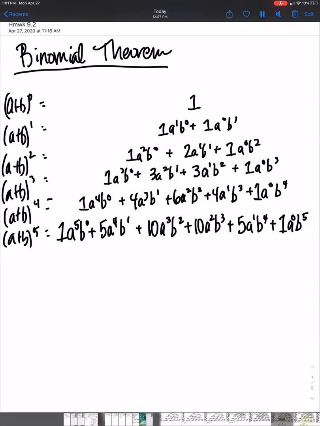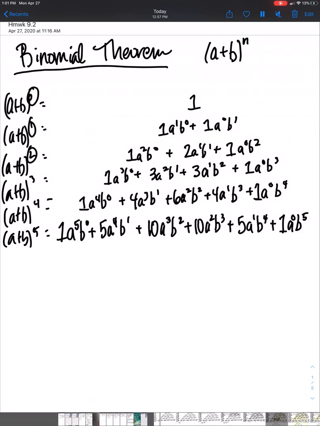Okay, so this is the second section of the binomial theorem. You know what a binomial is: it's a plus b to the nth power. So n could be 0, 1, 2, 3, 4, 5, any of those, as I have there.